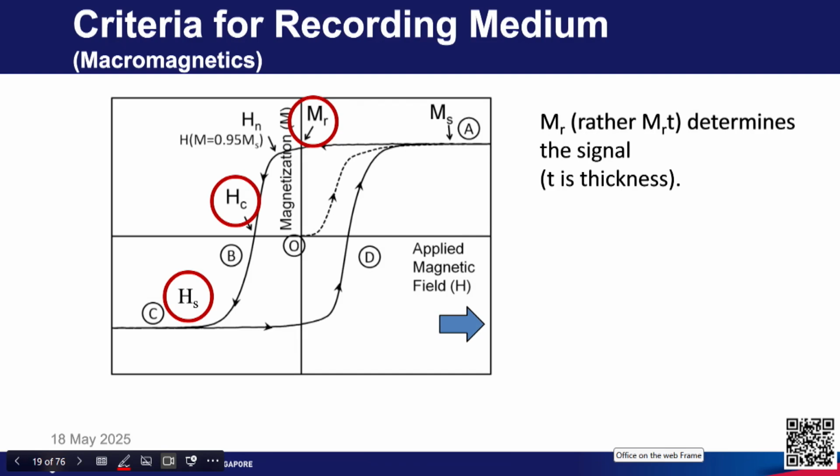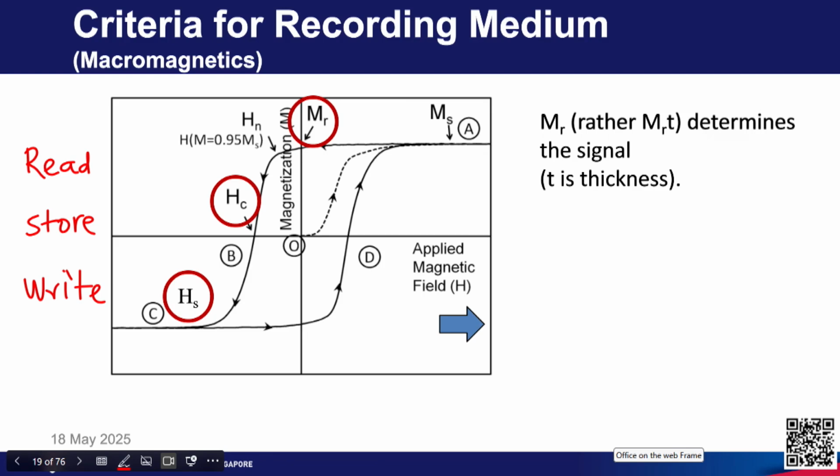Okay. So, we learnt about the hysteresis loop, and the hysteresis loop parameters are related to the 3 concepts that we learnt, right. The 3 criteria are read, store, write. So, these 3 criteria can be related to the hysteresis loop parameters that we learnt.